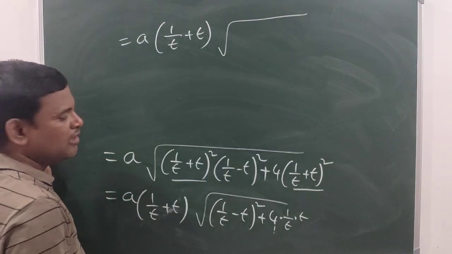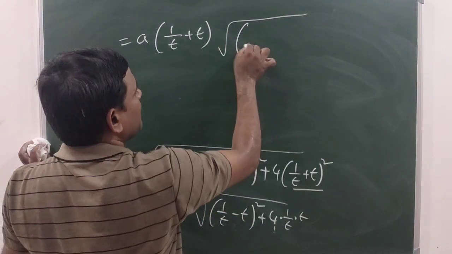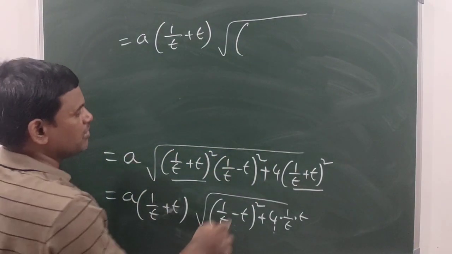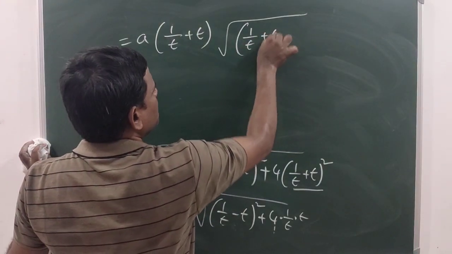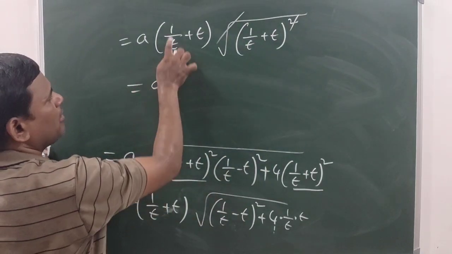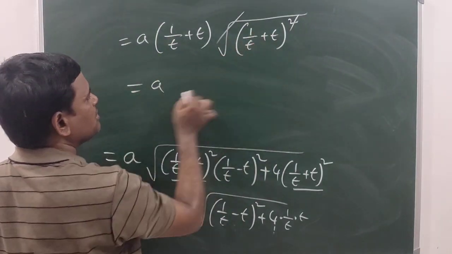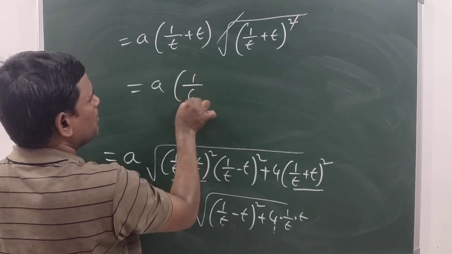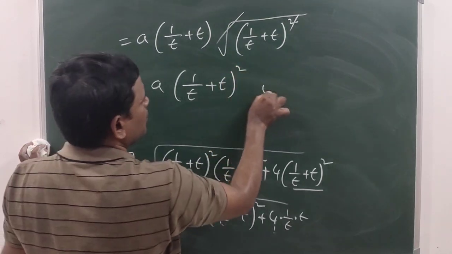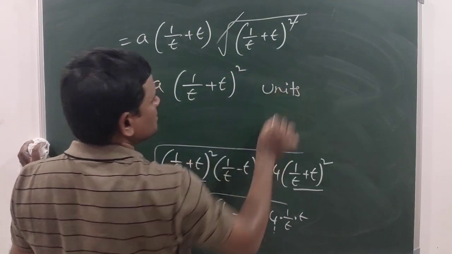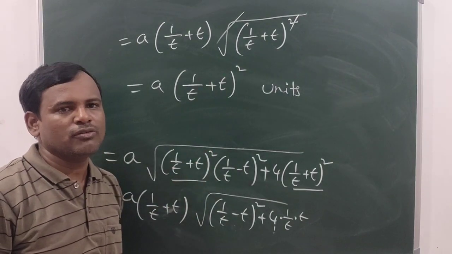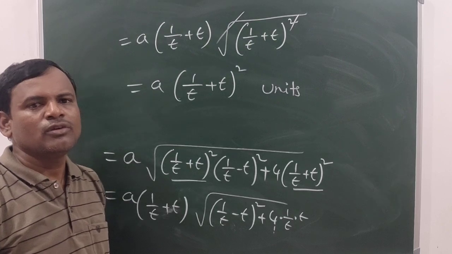You know that identity, apply that, so that here we will get A plus B whole square. A minus B whole square plus 4AB equals A plus B whole square. A means here 1 by T, B means T, whole square, square root cancel. Now 1 by T plus T, and 1 by T plus T. So then the product will become A of 1 by T plus T whole square units. This is the length of focal chord AB, because that chord is passing through the focus. Hence, this is the length of the focal chord.